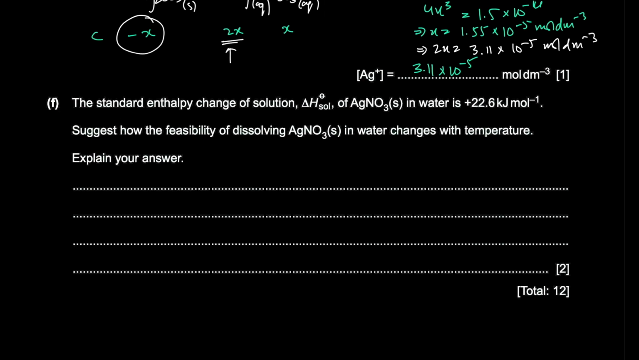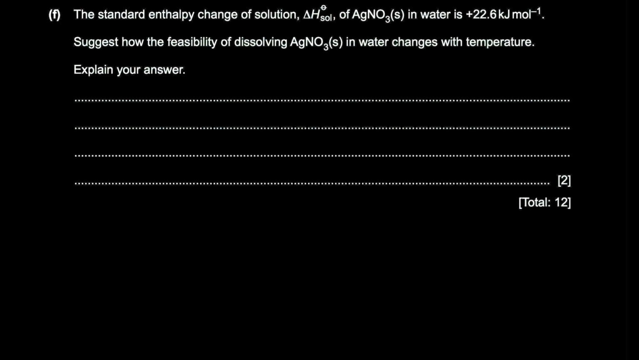The standard enthalpy change of solution of silver nitrate in water is positive 22.6 kilojoules per mole. Suggest how the feasibility of dissolving solid silver nitrate in water changes with temperature. Okay, so we have silver nitrate, solid. When it dissolves in water, we get aqueous silver nitrate, right? We get Ag+ aqueous and NO3- aqueous, right?